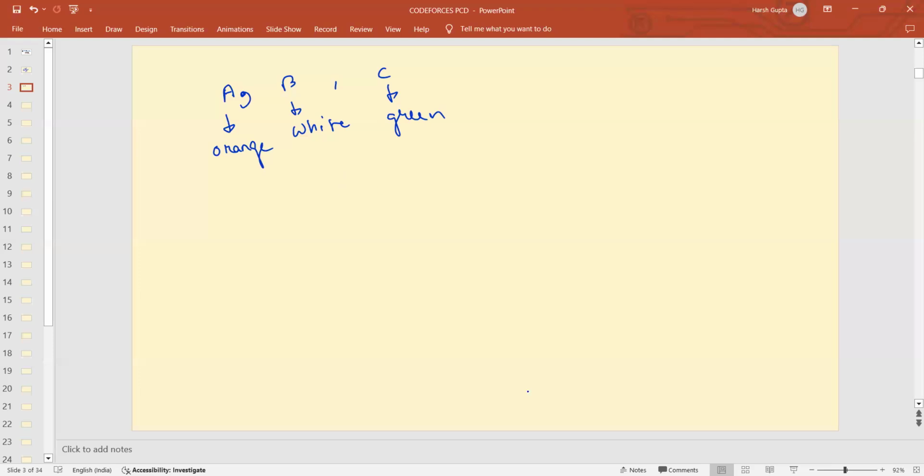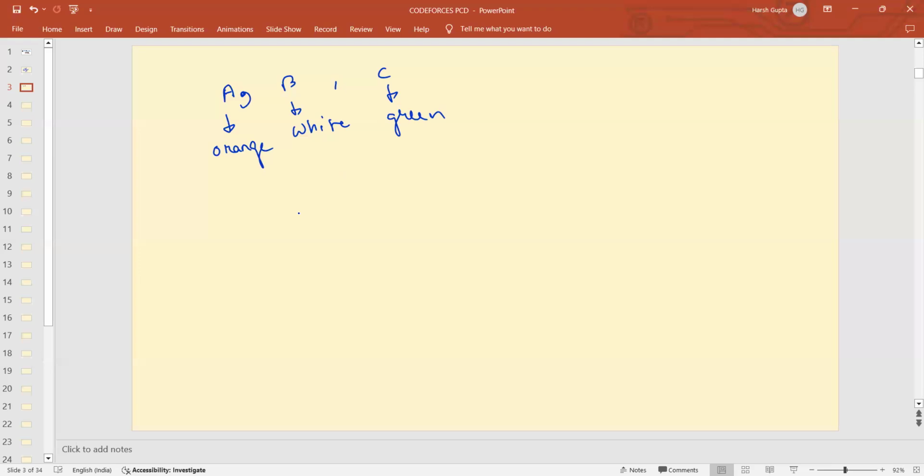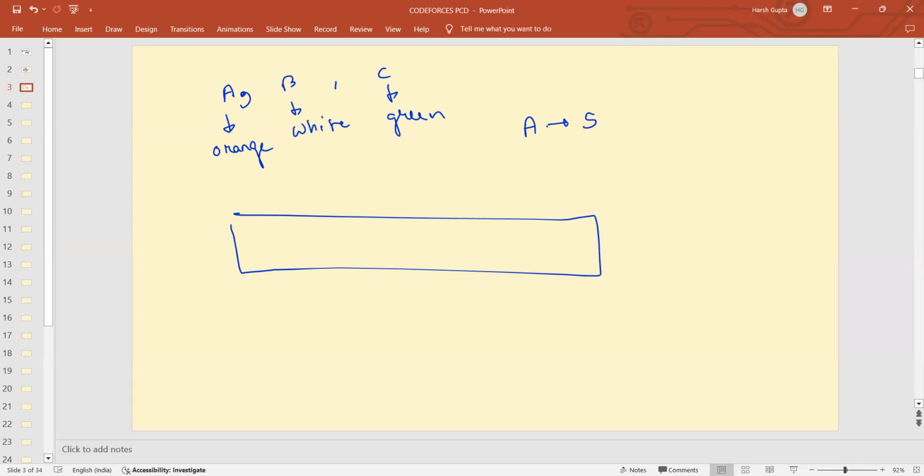Now, what the chef wants is to arrange these strips in a single line such that no two strips of the same color come adjacent to each other. For example, if the value of A is 5, that is you have 5 orange strips, the value of B is 4, and the value of C is 3.